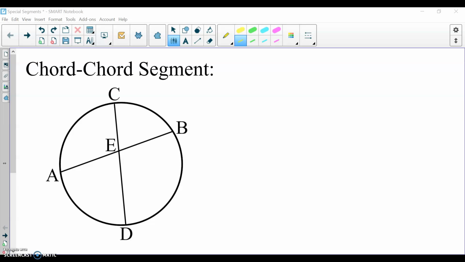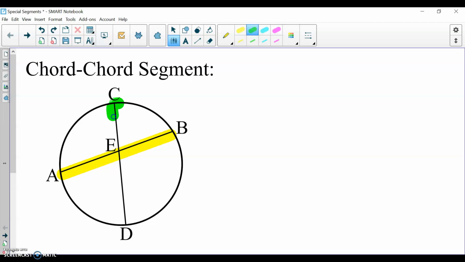In the previous lesson, it reviewed angle relationships from chords, secants, and tangents. In this section, it goes over segment relationships between chords, secants, and tangents. So the first one that they introduce is the chord-chord segment relationship, when you have two chords in a circle that intersect each other. Looking at our general diagram that we have here, one of our chords is AB.